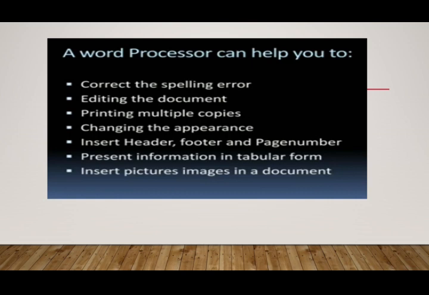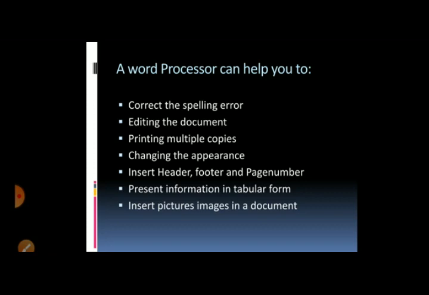Next, changing the appearance. Changing the appearance of a document is called formatting. Depending on the use of our document, we can alter certain formatting elements like backgrounds, lines, margins or highlighting our text. Next is inserting headers, footers and page numbers. If you want to recognize which page it is, you can insert the page number in the footer, and even the same title or heading you want to give. In the header section you can write the heading of each paragraph or each page.